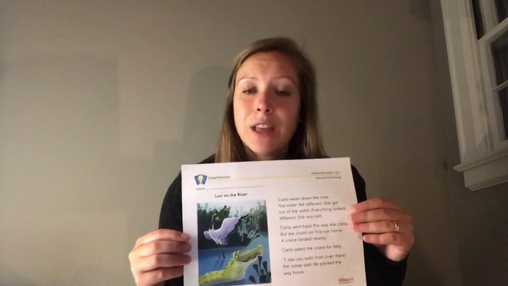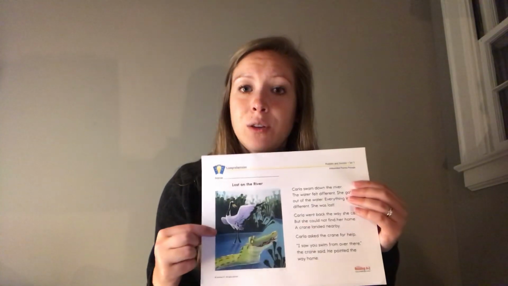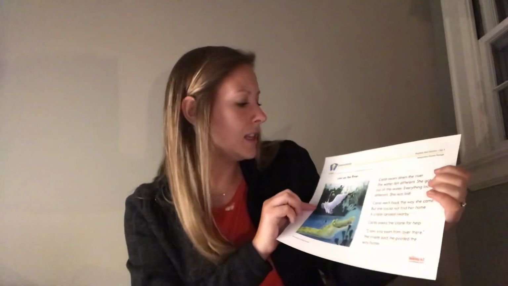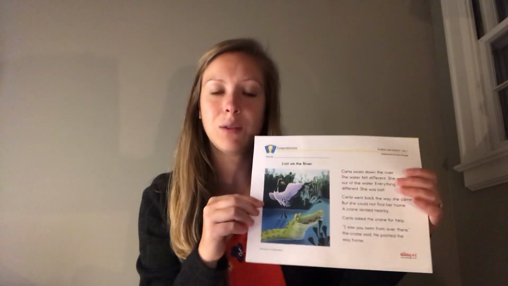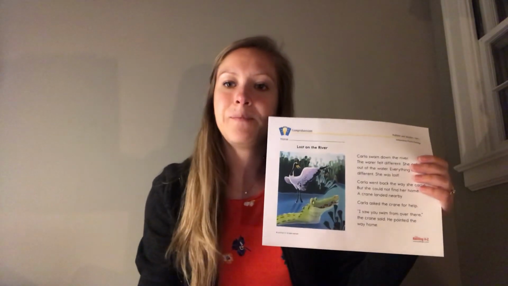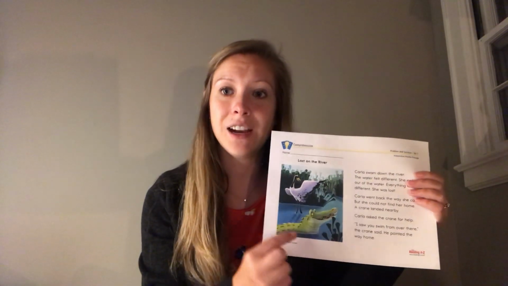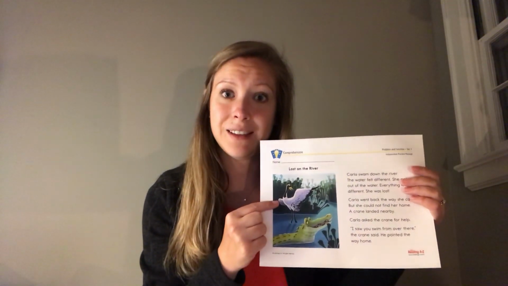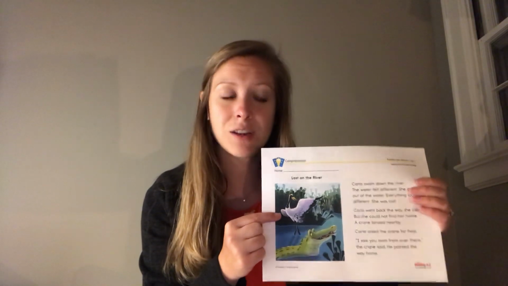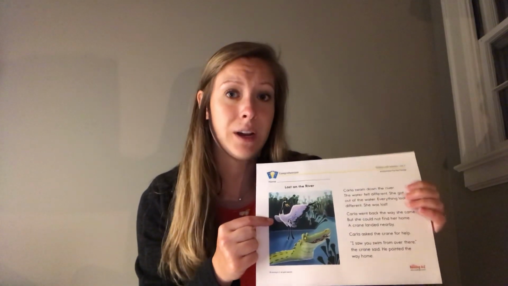So your work for today, you're going to start with 30 minutes of reading. For that reading time, you need to do this story. It's called Lost on the River. Okay, so you can read this story. The characters are Carla, an alligator, and a crane. Okay, so that's the kind of bird that this is. It's called a crane, and you will see that word in the story.